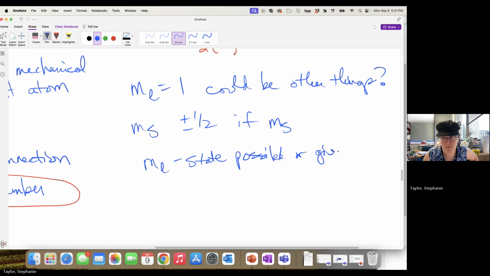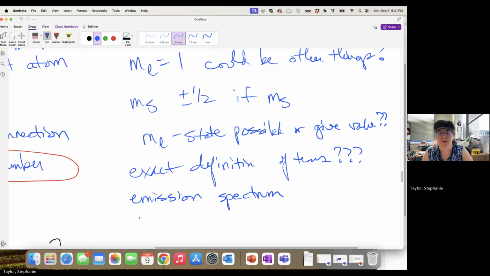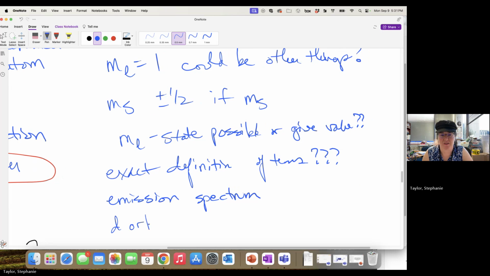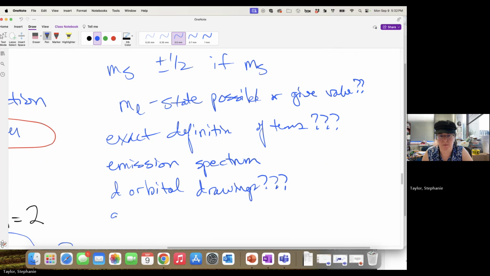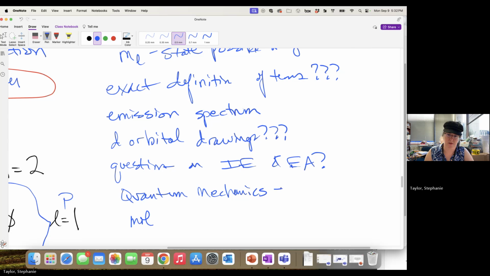Let's see. Do we need to know exact definitions of terms? Sure. Could you go over the emission spectrum? Okay. Will we be asked to draw d orbital graphs, or do we just need to know how to identify them? Okay. Will there be questions over electron affinity and ionization? Let's see. How does quantum mechanics explain classical physics' limitation of explaining how electrons transition between orbitals without crossing between them? And could we go over mole conversions and unit conversions? And that's all for the moment.